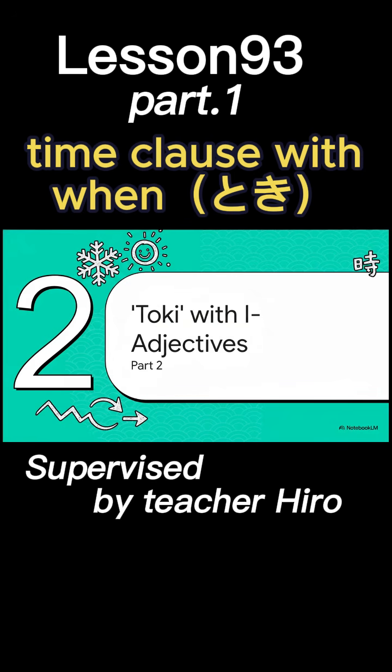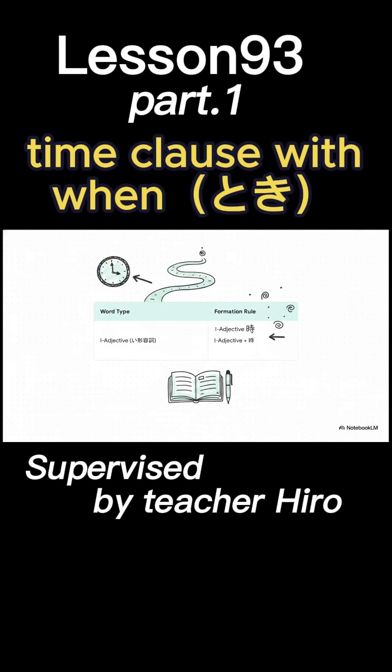But what if you want to talk about when a certain condition is true? Like when it's cold, or when something is fun. To do that, we've got to turn to our i-adjectives. And you're going to love this. The rule is identical to the one for verbs. You just take the adjective in its regular form and stick Toki right on the end. Again, no changes, no extra words.